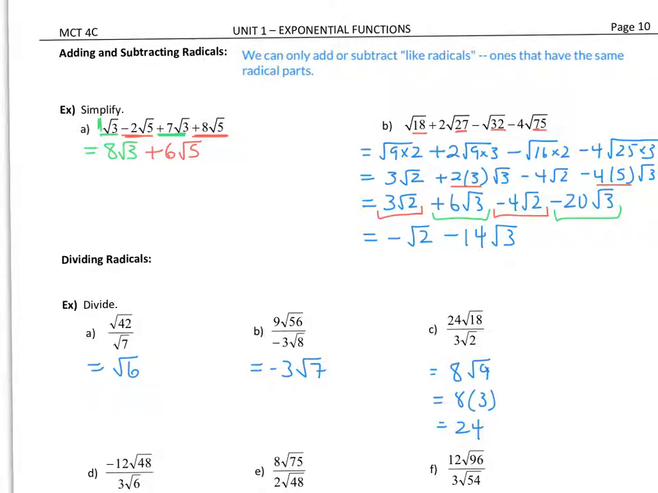Okay, I have my answers up for you. The first one was square root of 6. The next one's negative 3 root 7. And the next one, 24 divided by 3 is 8. 18 divided by 2 is 9, but I can take the square root of 9 and get a 3. 8 times 3 is 24.